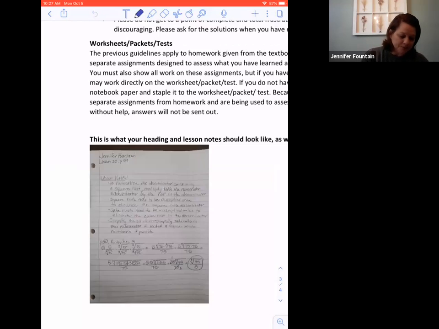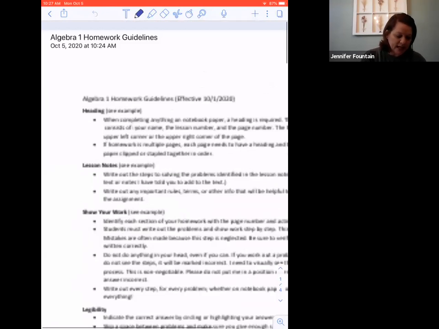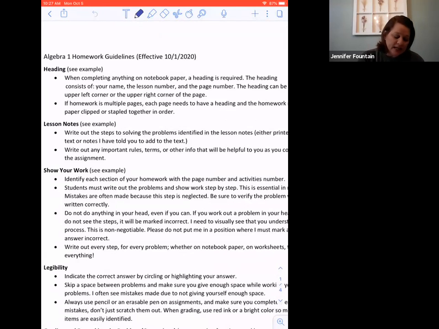So it says, when completing anything on notebook paper, a heading is required. The heading consists of your name, the lesson number, and page number. The heading can be in the upper left or the upper right corner. It doesn't matter to me. You can pick which corner you want to put it in. If you have multiple pages, make sure to put a heading on each page just in case somehow they came apart and we don't know what's what. Just go ahead and head each page. Just get into that habit. And then be sure to paperclip or staple all your work together, okay?